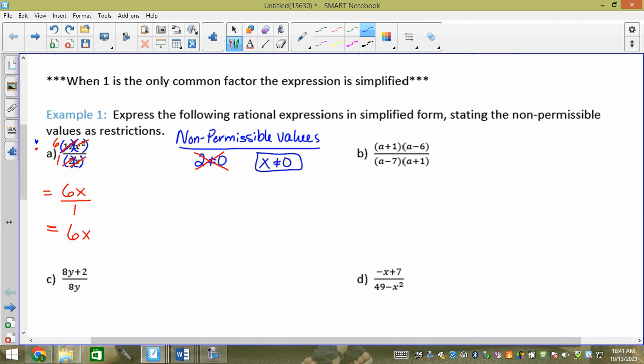6x is the answer. So if your denominator is a 1, you don't have to write it. If your numerator is a 1, you do have to write it. Because let's look at this. If I give you a quarter, is that the same as 4? Can I drop the 1 off? No. But if I give you 4 over 1, is that the same as 4? Yes. So if your denominator has a 1, you can cancel it. So it's going to be 6x. X can't equal 0. You always follow behind with your non-permissible value.